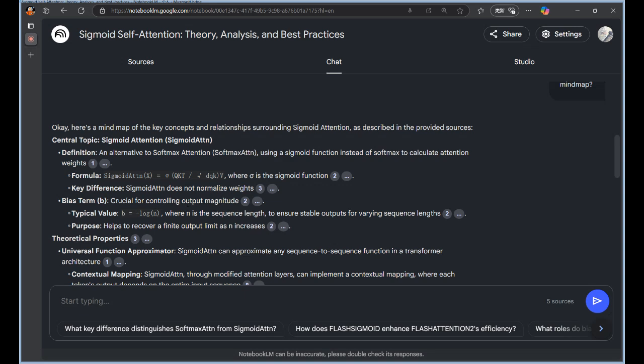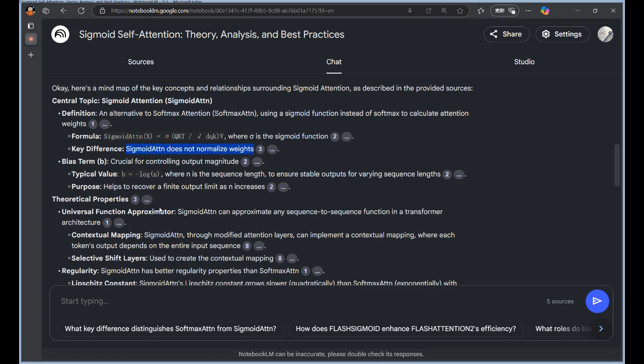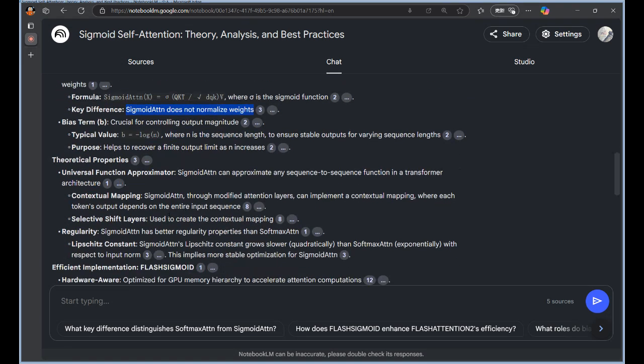Tiling and kernel fusion. I'm all ears. Tiling is all about breaking the data down into smaller chunks so it can be processed more efficiently. And kernel fusion combines multiple calculations into a single step to reduce overhead. So they're streamlining the whole process, making it lean and mean. Exactly. And the results are pretty impressive.